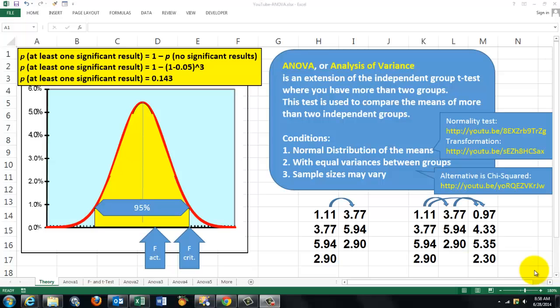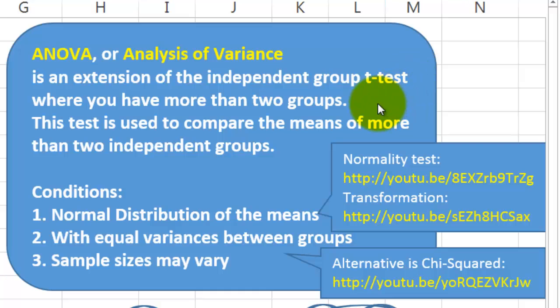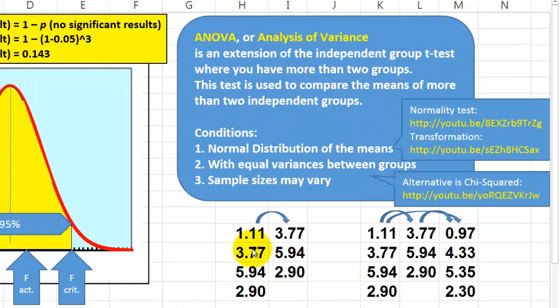ANOVA stands for Analysis of Variance. When do you need the analysis of variance? It's an extension of an independent group t-test. So a t-test would be comparing two samples. Is the mean of these two statistically significant? That is, the t-test is great if you have two sets of observations.